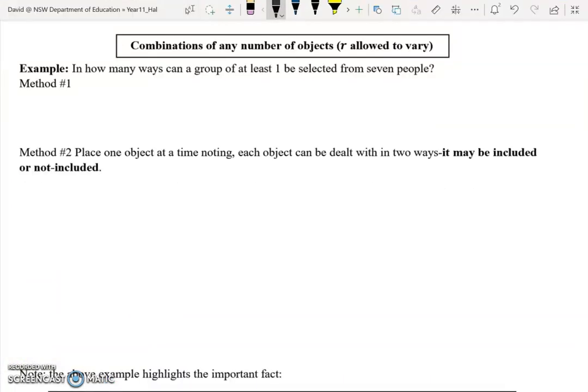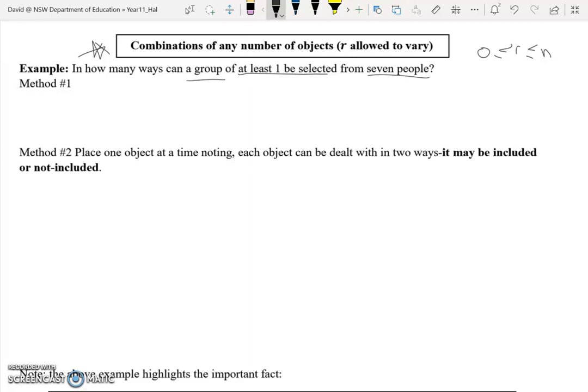Alright, in this video we're going to have a look at combinations of any number of objects. So basically we're selecting R, where R can vary between 0 and n. Okay, so I might be selecting 0 objects, 1 object, all the way up to n objects. Here's an example. In how many ways can a group of at least 1 be selected from 7 people?